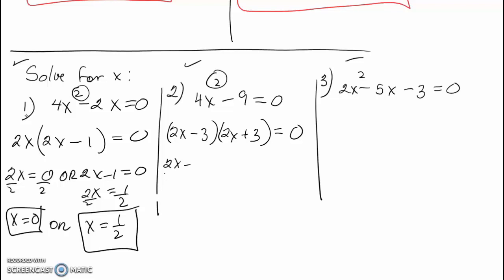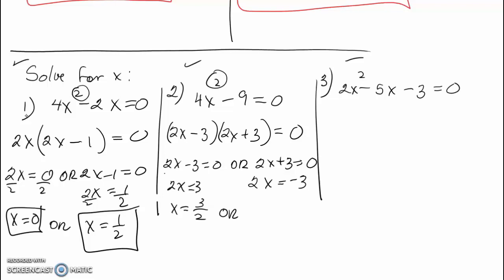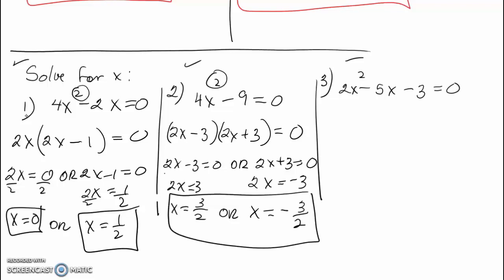Each factor is set equal to 0 by the zero factor property. 2x plus 3 equals 0. So you get 2x equals 3, x equals 3 over 2, or same thing we do here, x equals negative 3 over 2. And there are your solutions.